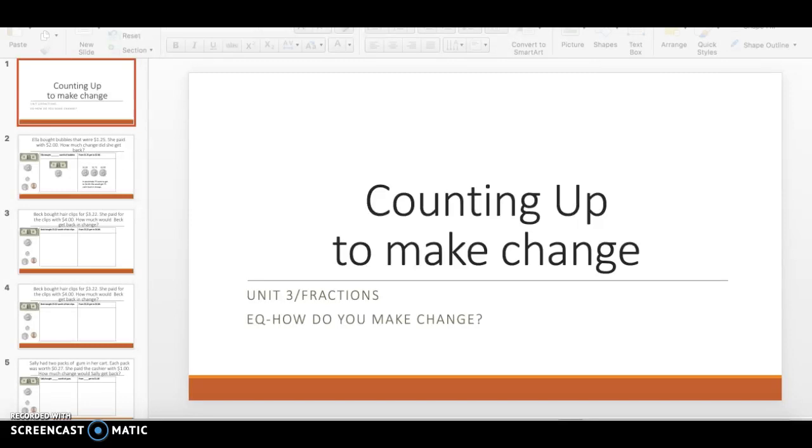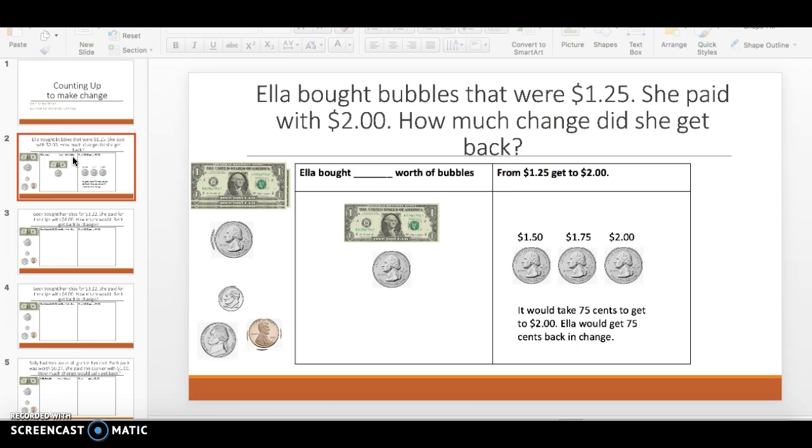The first lesson I decided to look at was a PowerPoint that I do on counting up to make change. This is in our fraction unit, and our essential question that we follow for this is, how do you make change? So I start this lesson by having students review amounts for each coin. We have posters that we put up, and we talk about the amount that each coin represents. Then I go into giving an example and thinking aloud for my students how I would process this.